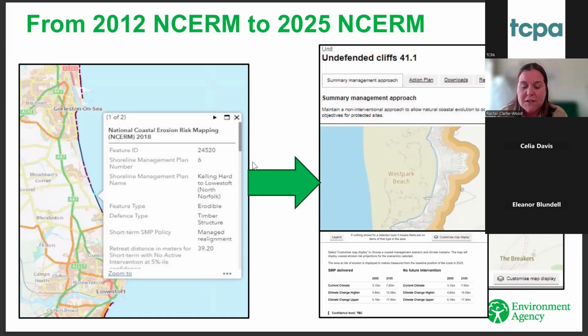Also on the SMP Explorer tool, there are links that sit alongside the coastal erosion risk information on the interactive map. There are also help pages that sit alongside this, so it gives the full information and some of the technical detail that sits behind it as well. So it's all the information in one place. Next slide, please.